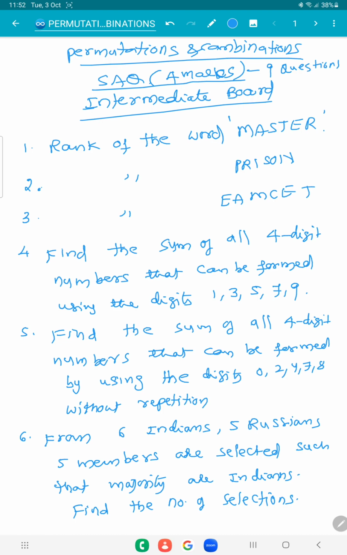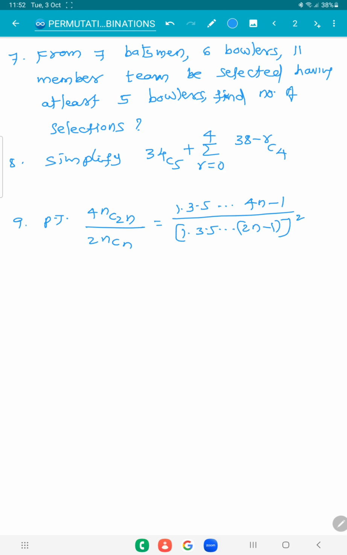So the questions are: rank, depending on the rank, we have 3 questions, master, prison, and MSET. Then there are questions related to the sum of all 4 digit numbers. In one, 0 is not included, and in the other, 0 is included. Next are from combinations, selections of the team, and the next question is also selection, and these two are related to the nCr questions.